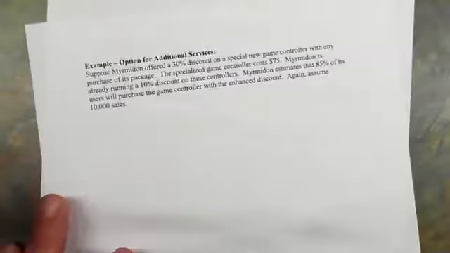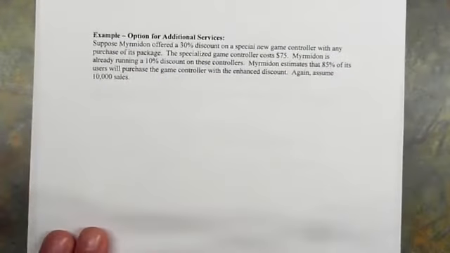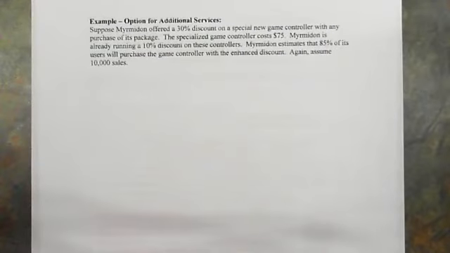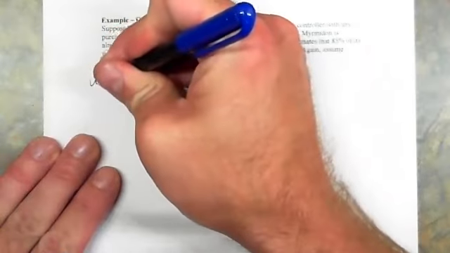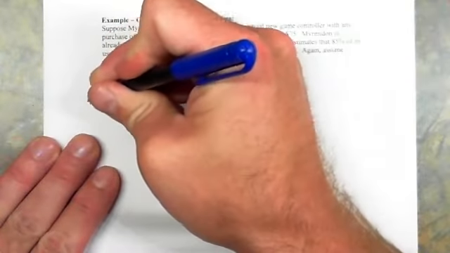Suppose that Myrmidon offered a 30% discount on a special new game controller with any purchase of its package. The specialized game controller costs $75. Myrmidon is already running a 10% discount on these controllers. Myrmidon estimates that 85% of its users will purchase the game controller with the enhanced discount. Again, let's assume 10,000 sales. Everything else is as usual. The console, right? The subscription.